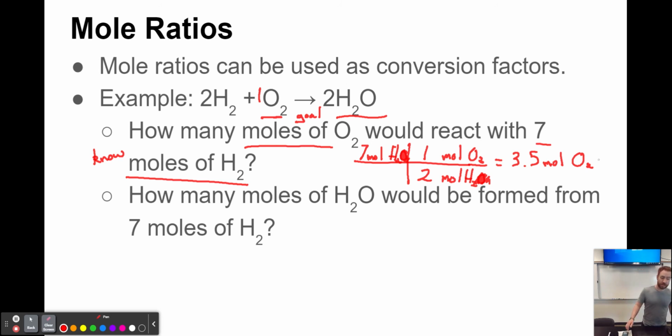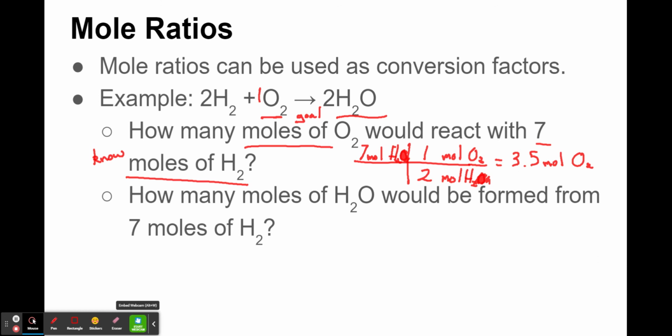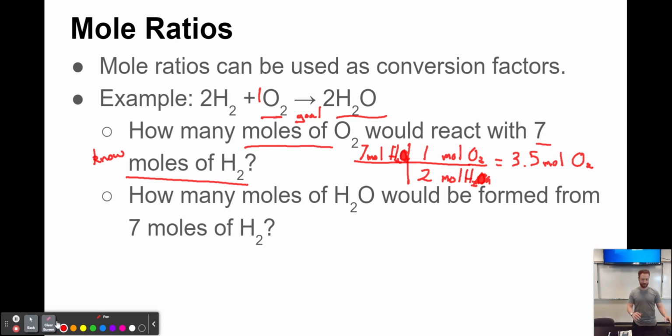Now, how many moles of H2O would be formed from 7 moles of H2? I'm going to pause, disappear for a second, and give you an opportunity to solve this on your own. Press play when you're done. I'm back. Let's solve it together.